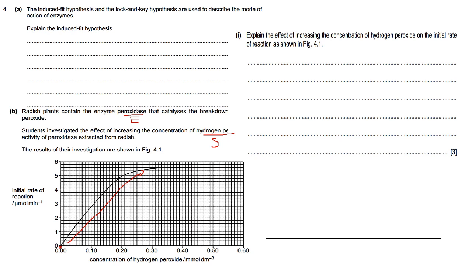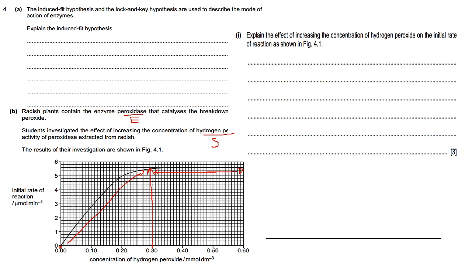All right, however, after a while, beyond this value here, which is 0.3, where it starts to flatten off, you can then say that all the active sites have been occupied, and so even though you are adding more substrate, that doesn't increase the rate of reaction, simply because everything has been occupied.